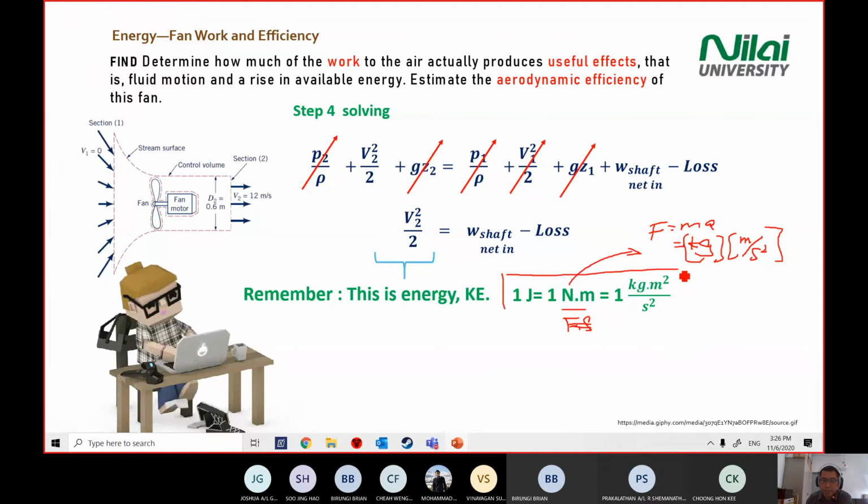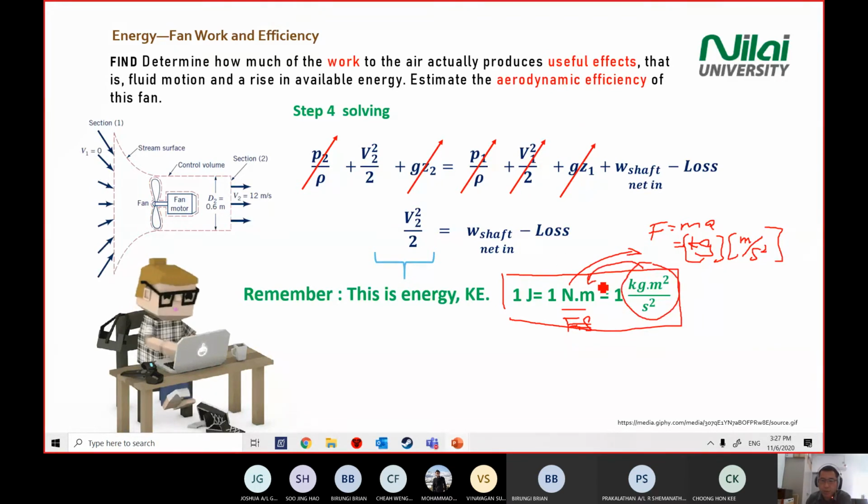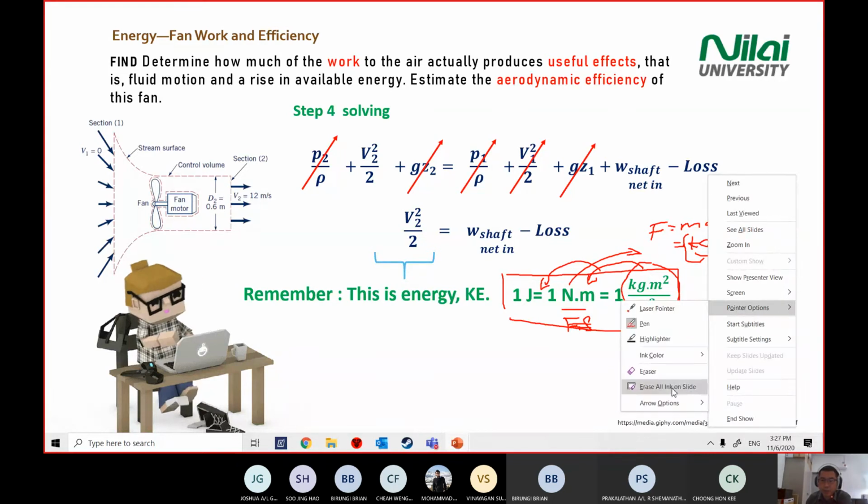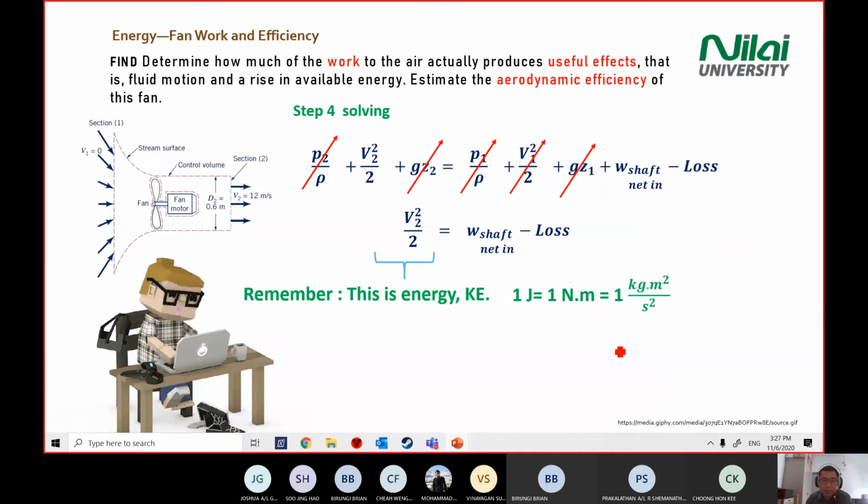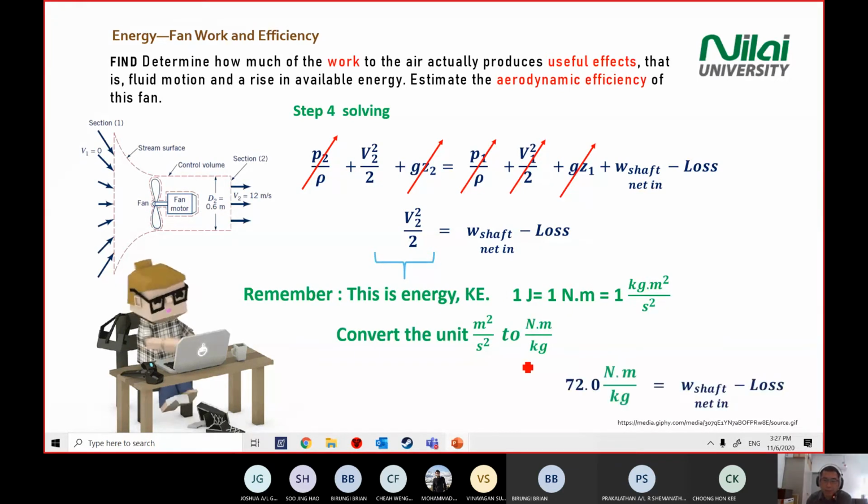Again, this one won't be given in the exam. You need to know how to convert from here, because all the terms that you use here are in SI units. You need to know how to convert into this one or this one. That's why I show this to you in the slide. Remember to convert all the units. So on the left hand side, you have 72 Newton meter per kilogram.